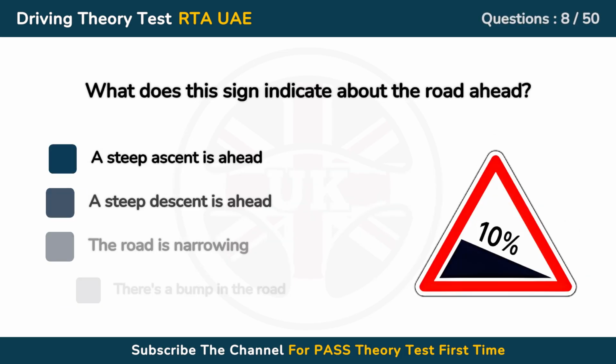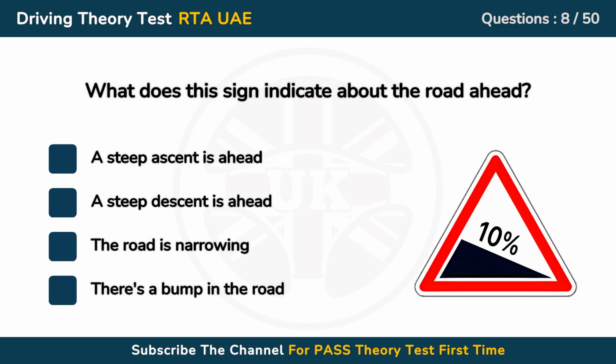Question 8. What does this sign indicate about the road ahead? A. A steep ascent is ahead. B. A steep descent is ahead. C. The road is narrowing. D. There's a bump in the road.